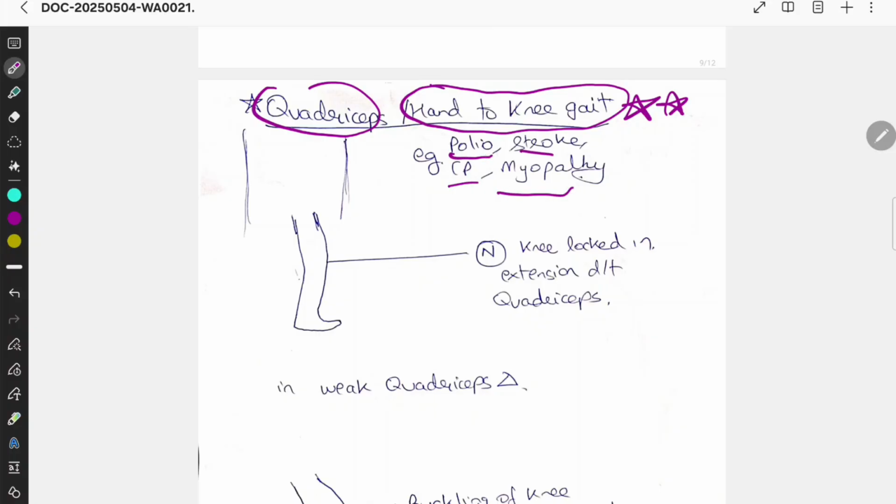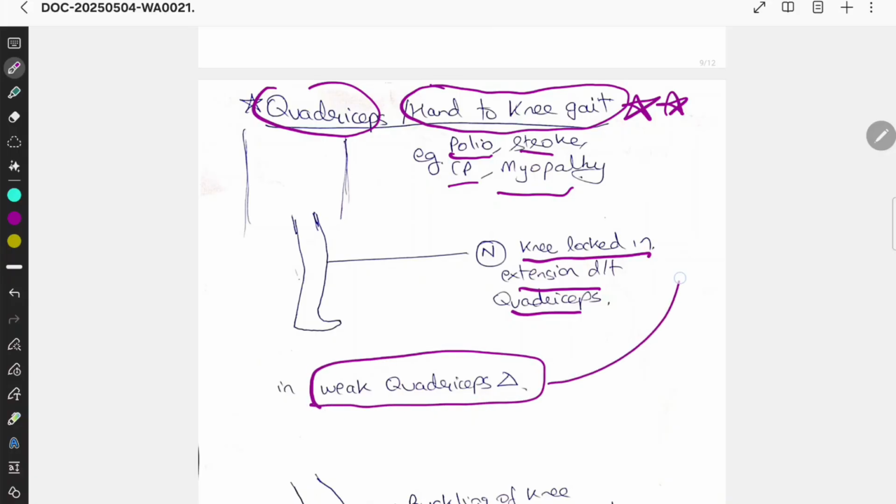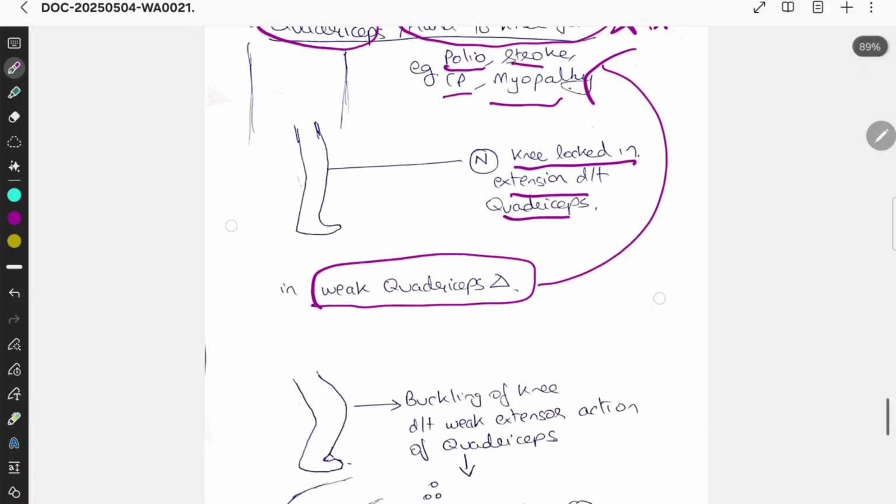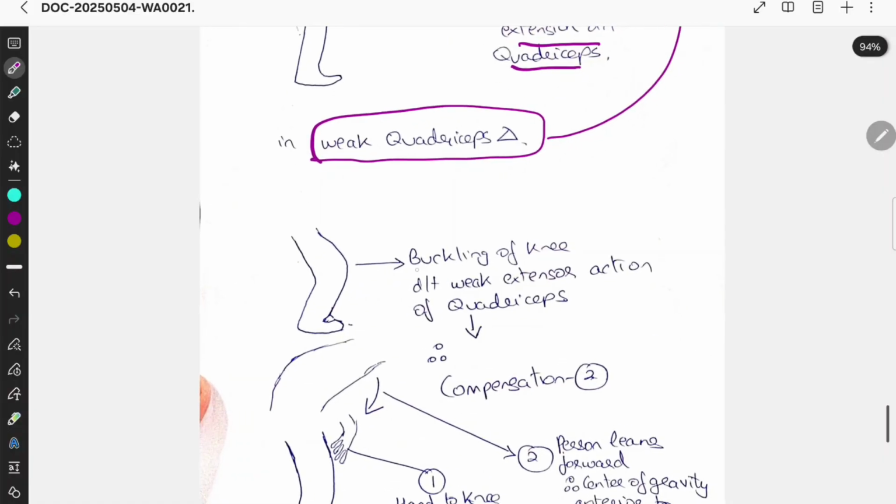Okay, so normally what happens is the knee is kept locked in extension due to quadriceps function, which is extension at the knee, keeping it in a stable locked position while ambulating. Now whenever there is weak quadriceps in all of these pathologies, what happens is there is buckling of the knee due to weak extensor action of the quadriceps. Now whenever there is buckling of the knee, this part is weak, the body can't do anything about it.